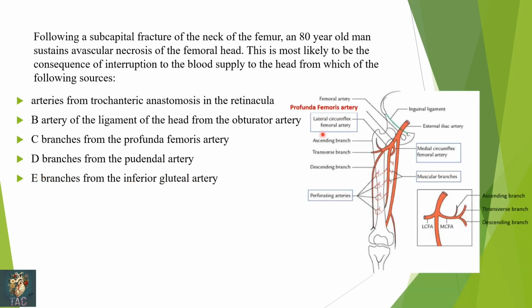Look at this diagram. The branches of the profunda femoris, the lateral and medial circumflex arteries, supply the area which is damaged in subcapital fracture. So this is the answer: branches from the profunda femoris artery will be damaged, that is the medial and lateral circumflex arteries.